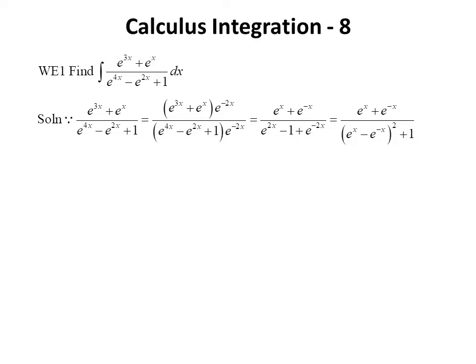it is then written to e to the x plus e to the negative x, over the result of e to the 2x minus 1 plus e to the negative 2x, which equals e to the x plus e to the negative x, over the sum of e to the x minus e to the negative x, in parentheses squared plus 1.